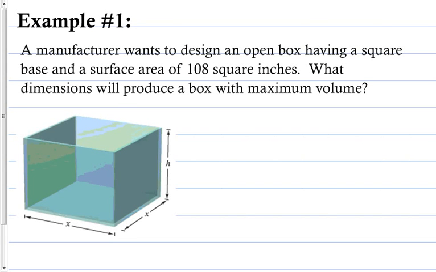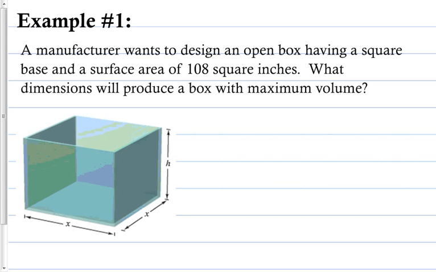So example 1, a manufacturer wants to design an open box having a square base and a surface area of 108 square inches. So here I have a diagram of an open box. Now they said the base is square, but they didn't say anything about the entire box being square. It's not a cube, not necessarily. It could be, could not be.